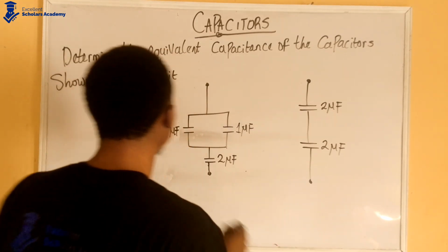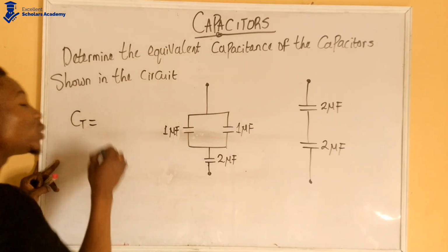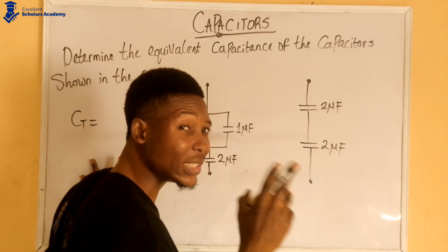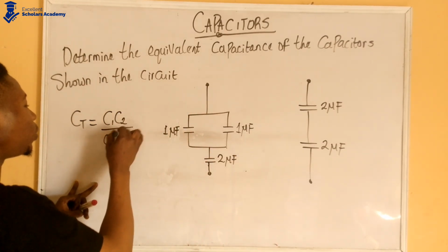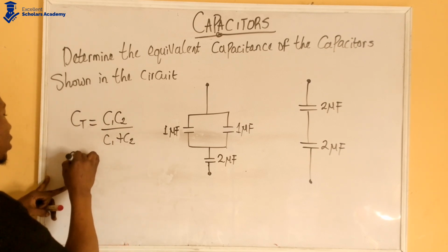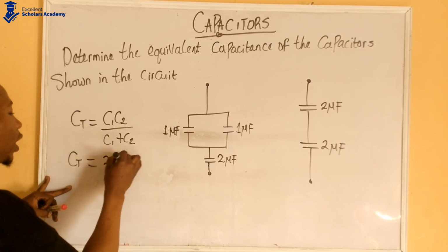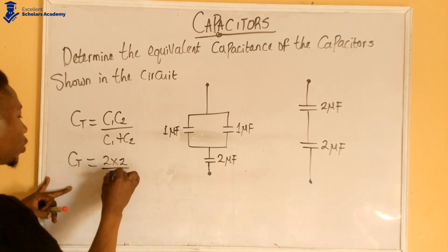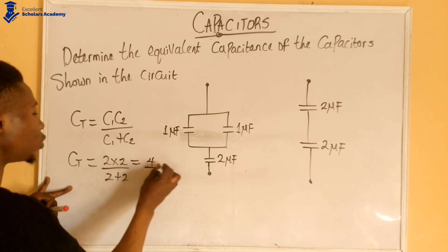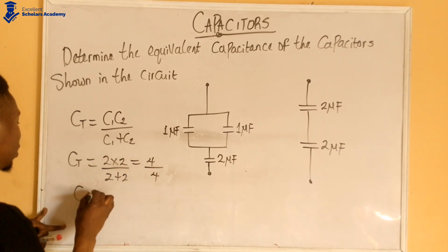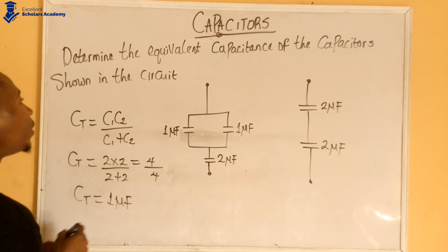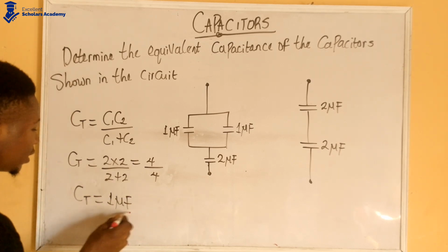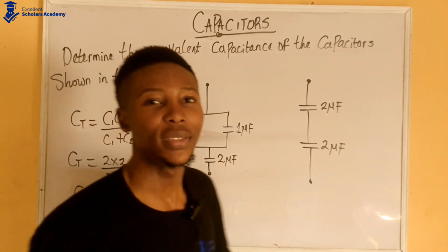And I told you, to find the total capacitance when two capacitors are connected in series, you use C1 C2 over C1 plus C2 to be very fast. So this is going to be CT equal to 2 times 2 over 2 plus 2. 2 times 2 of course gives us 4. 2 plus 2 gives us 4. So CT is equal to 4 divided by 4, which gives us 1 microfarad. So this is going to be our answer, 1 microfarad.